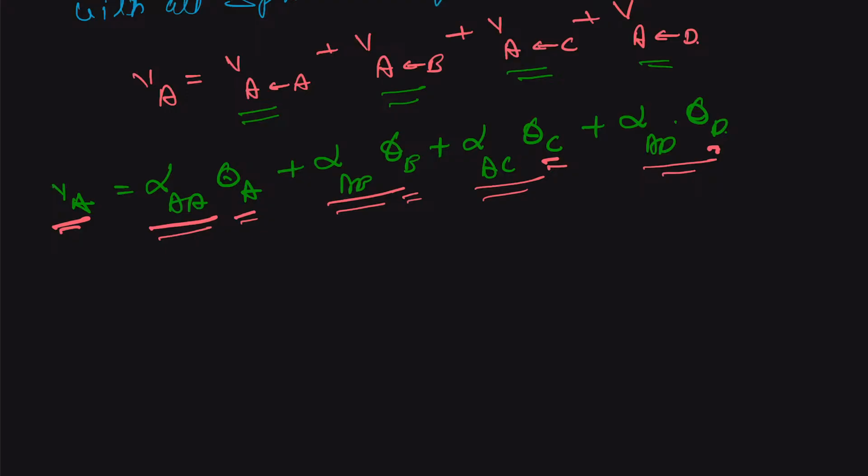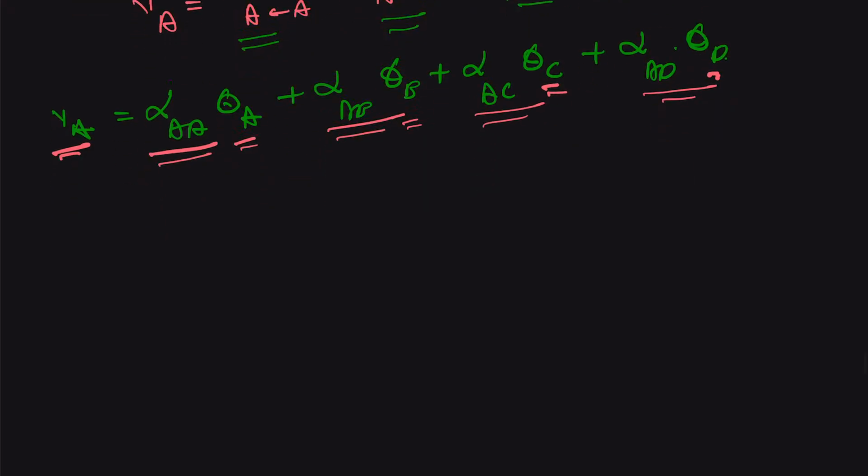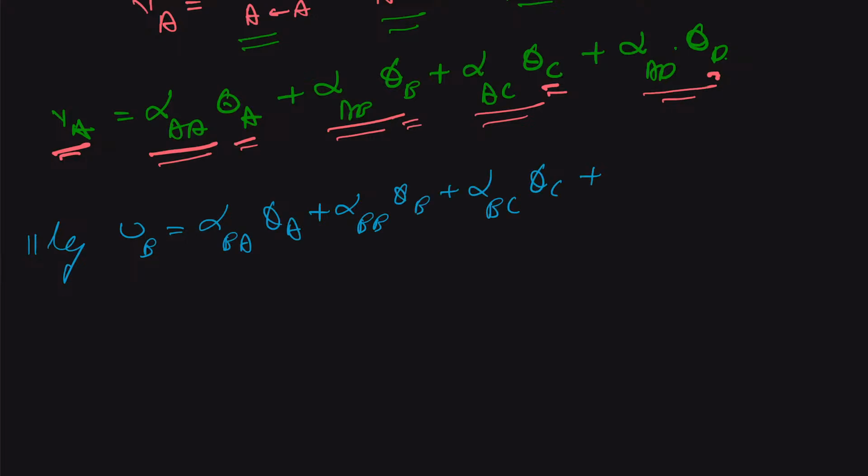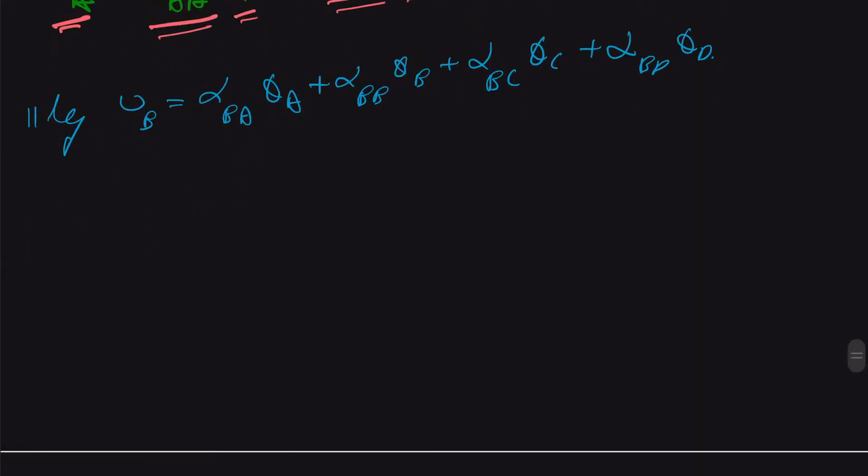Similarly, we can write for all the 4 charges. So similarly our VB will be equal to alpha BA times QA plus alpha BB times QB plus alpha BC times QC plus alpha BD times QD. And this is our B. Then we come to C.